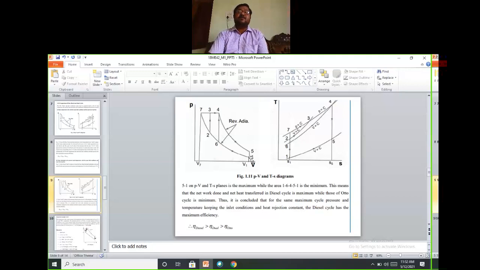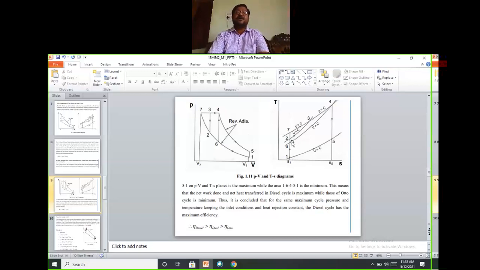Which area is having more? 1, 2, 7, 5, 1 is the diesel cycle, having more area. And then 1, 6, 4, 5, 1 is the Otto cycle, having the least, minimum area. 1, 2, 3, 4, 5, 1 is the dual cycle, having intermediate area in between diesel and Otto. That's why the diesel cycle efficiency is more compared to the Otto cycle efficiency, but the dual cycle efficiency is in between diesel and Otto. In the TS diagram also, you see the corresponding PV diagram; you must write it.